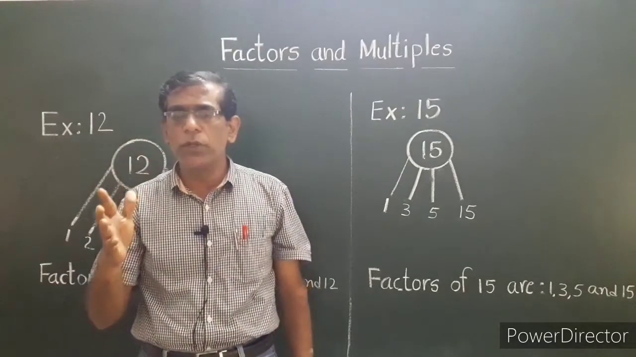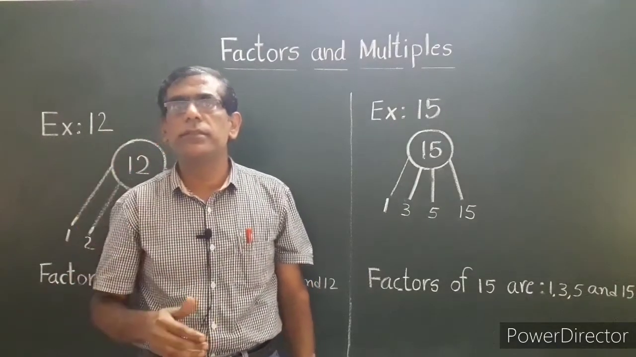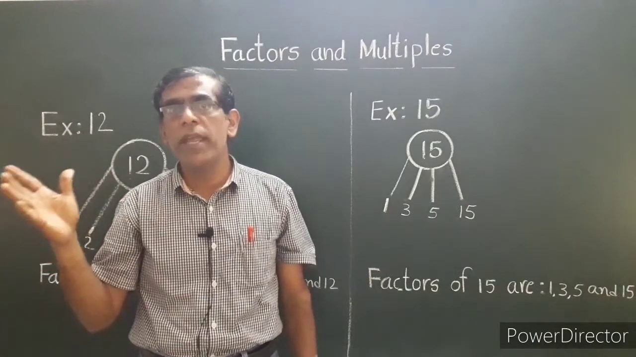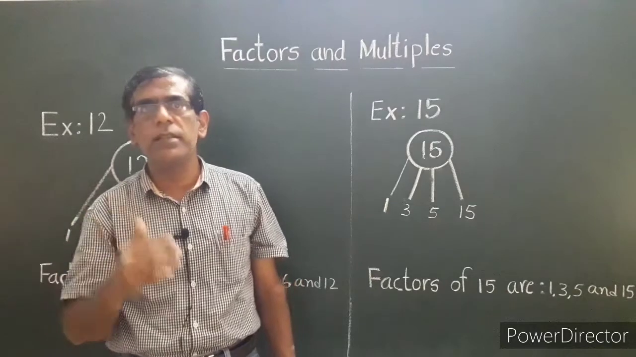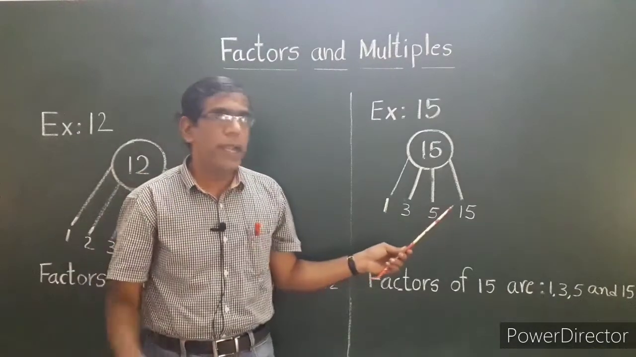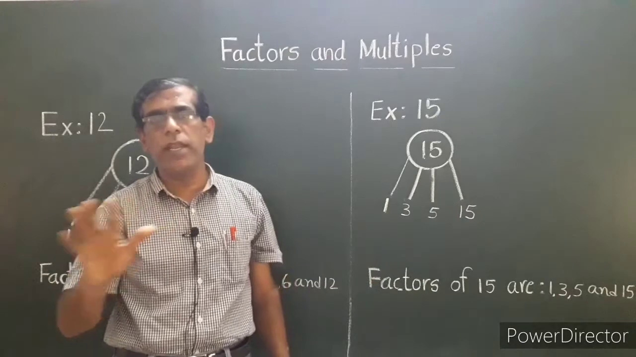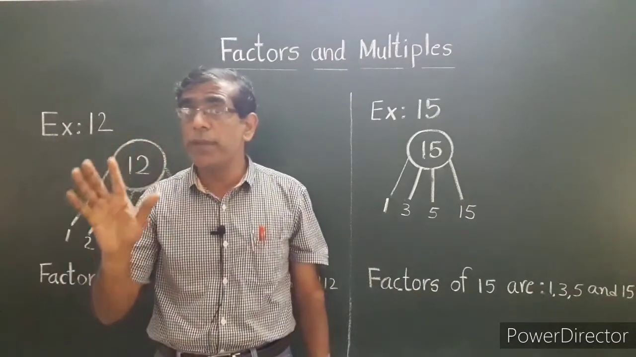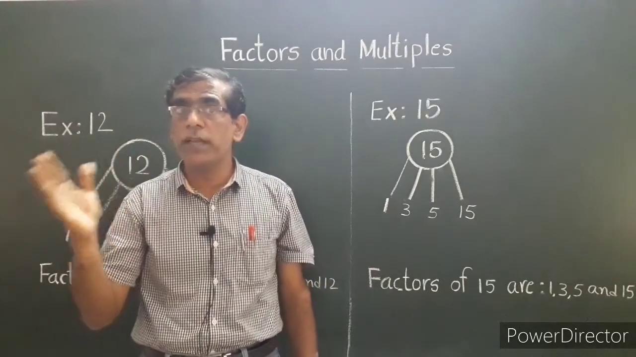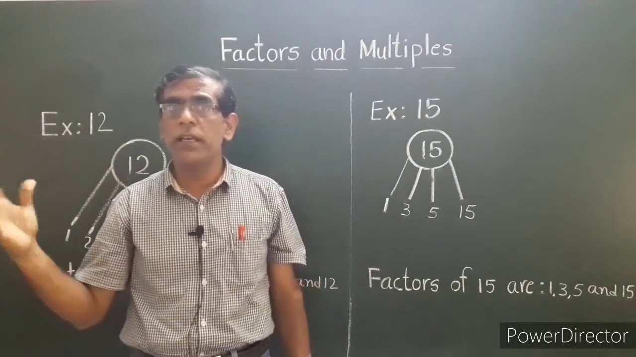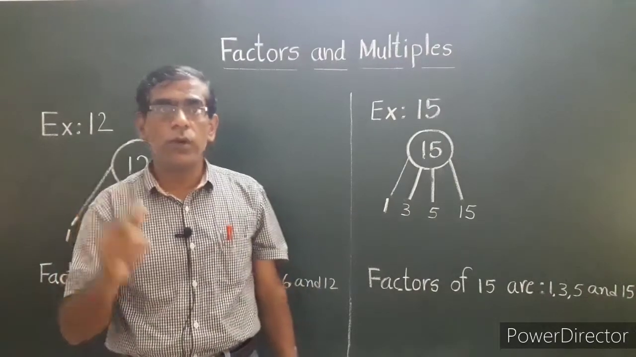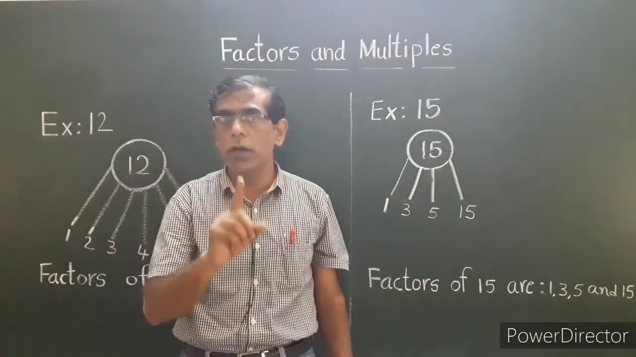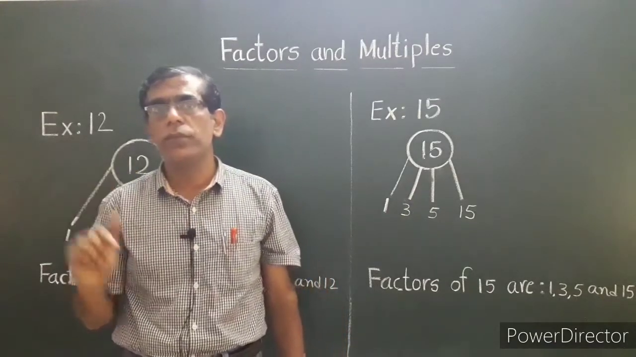Here I distribute 8 pens. 15 minus 8, 7 pens remain. So therefore 8 is not a factor of 15. If I distribute 9 pens, 15 minus 9, 6 pens remain. Therefore 9 is also not a factor of 15.